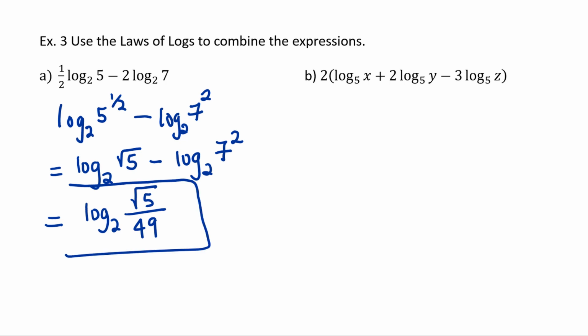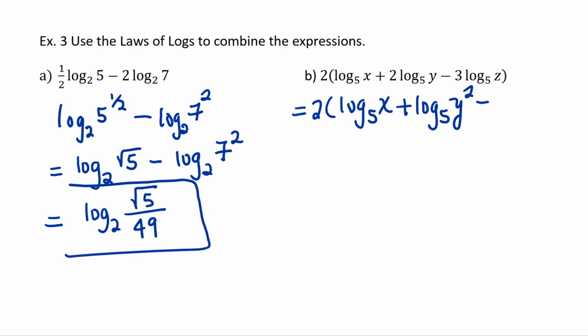Part B. 2 times the quantity log base 5 of x plus 2 times log base 5 of y minus 3 times log base 5 of z. We work from the inside out, so in the first step, we would have 2 times log base 5 of x, and for the second term where the coefficient is 2, we rewrite it to make it the exponent of y, so this will be plus log base 5 of y squared.